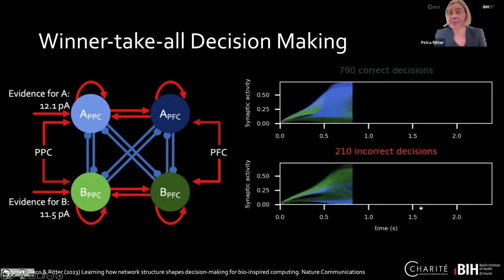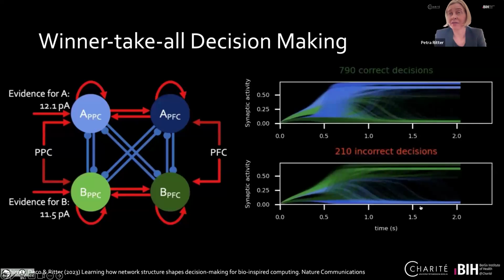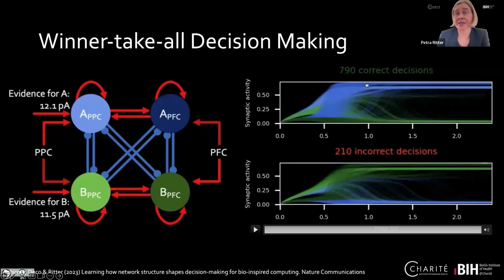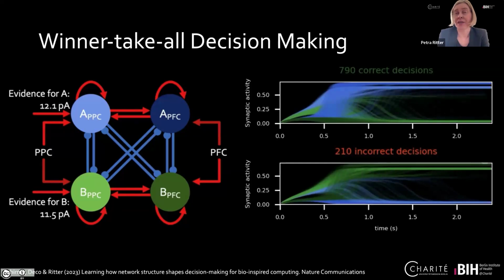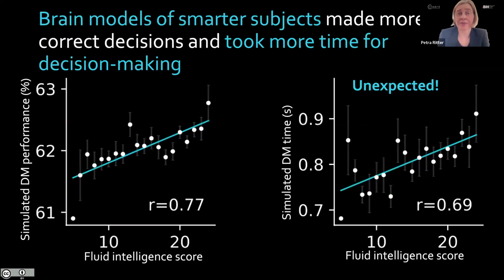And this can be repeated. We have repeated it here 1,000 times. And here you see such a ratio. So in this example, we would have 790 correct decisions and 210 incorrect decisions. And we did this for our 650 individual brain network models and found that the brain models of smarter subjects made more correct decisions and also took more time for decision making.